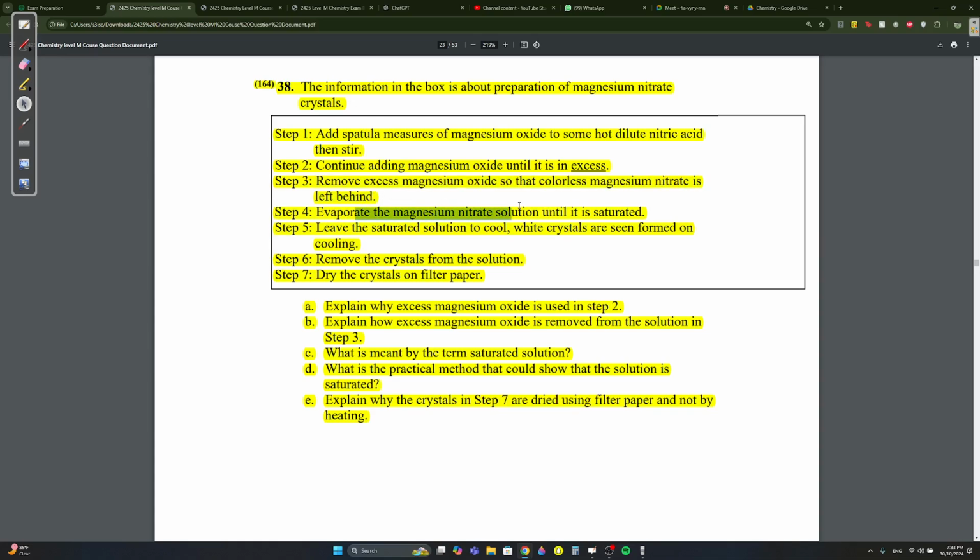Evaporate the magnesium nitrate solution until saturated. Leave the saturated solution to cool. White crystals are seen on cooling. Remove the crystals from the solution. Dry the crystals on filter paper. Explain why excess magnesium oxide is used in step 2.